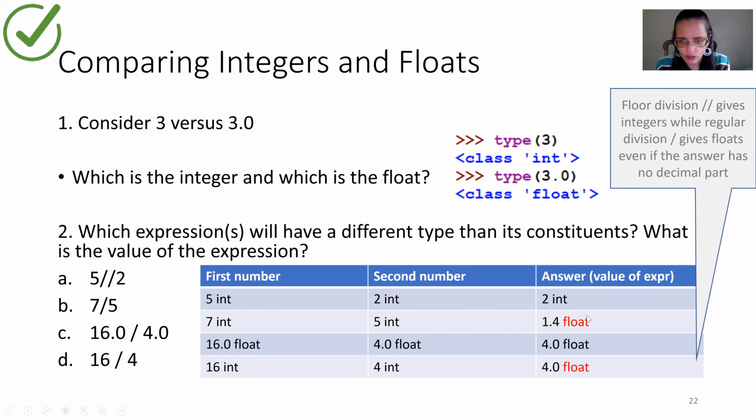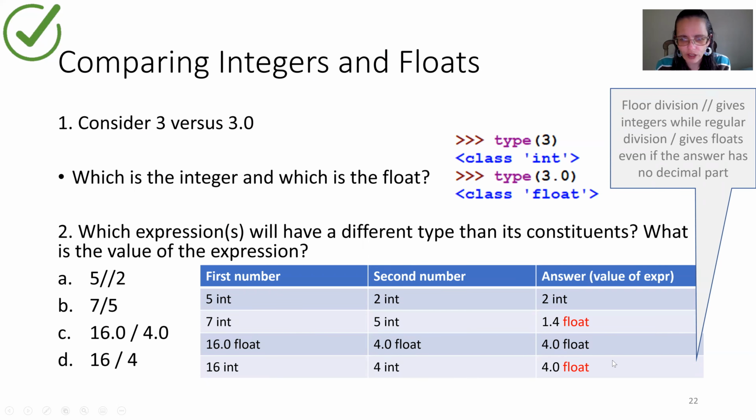So 5 and 2 gives 2.5, 7 and 5 are both ints, but notice we are doing division, and division always gives a float, even if there's no decimal part. Division always gives a float. And we see a bit of a trick right here, right? So we have 16.0 and 4.0, we are doing regular division, we get 4.0, so that's a float. And now, tricky, we have two ints, 16 divided by 4.